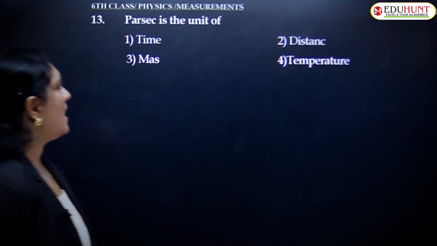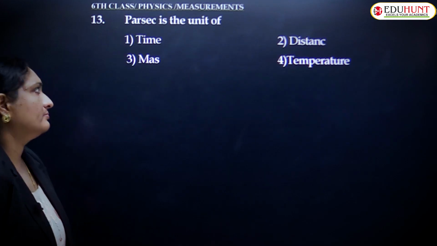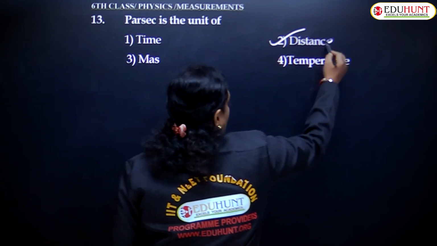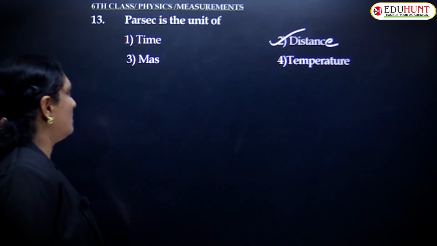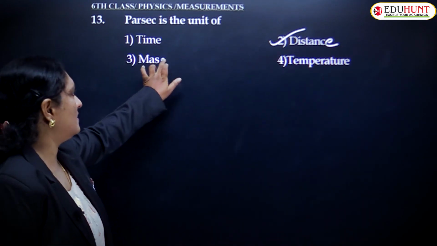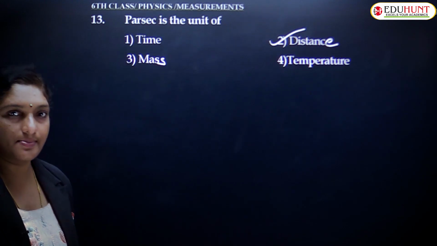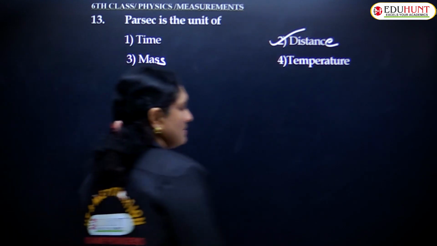Next, parsec is the unit of, you know the answer, distance. What is the answer? Distance. Not time, not mass, not temperature, nothing. So, parsec, meaning parallactic second, is the unit of distance.